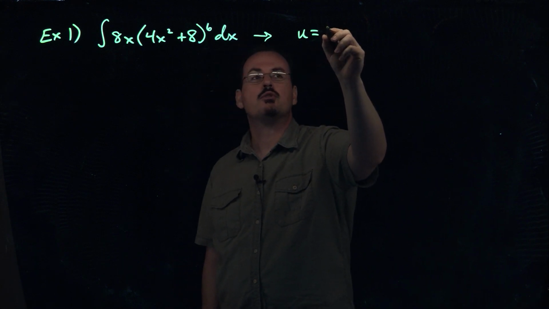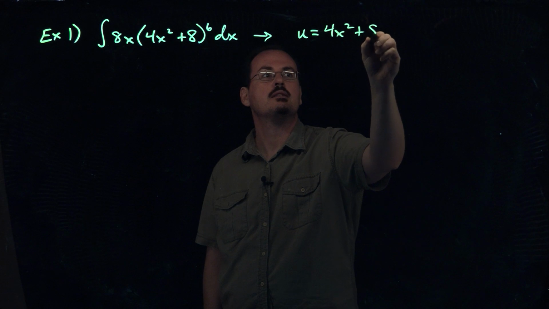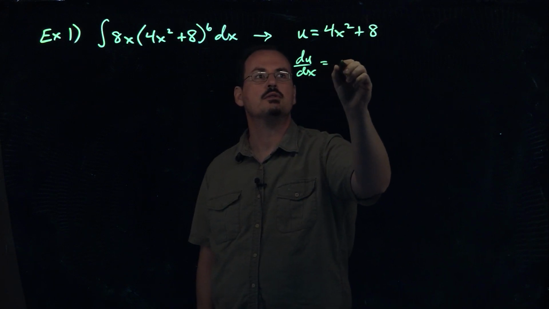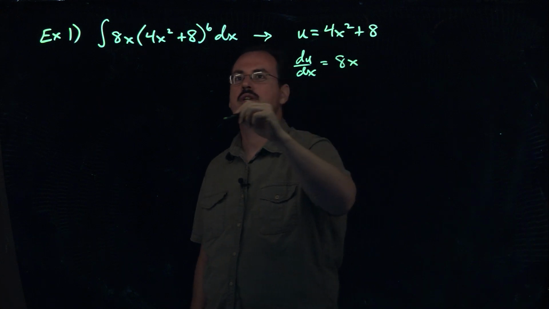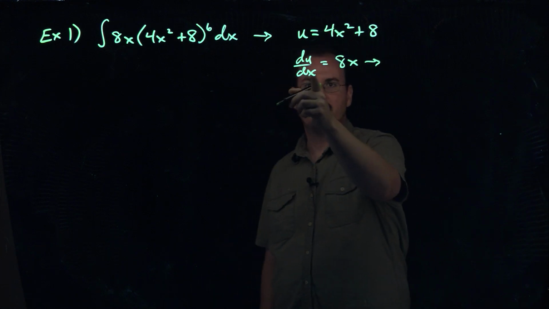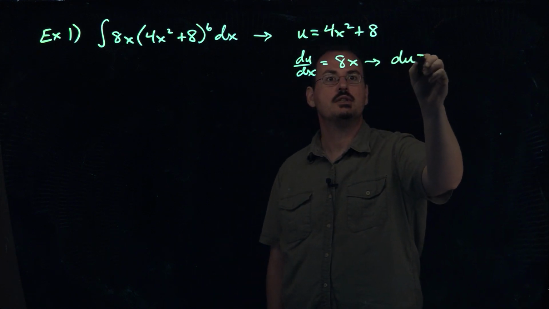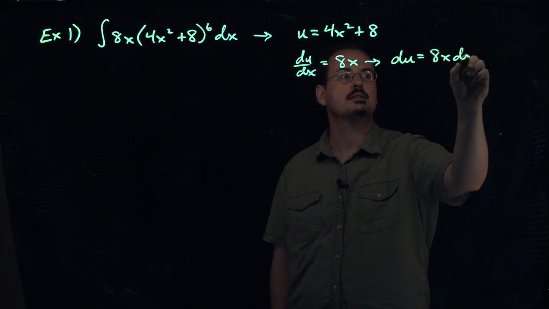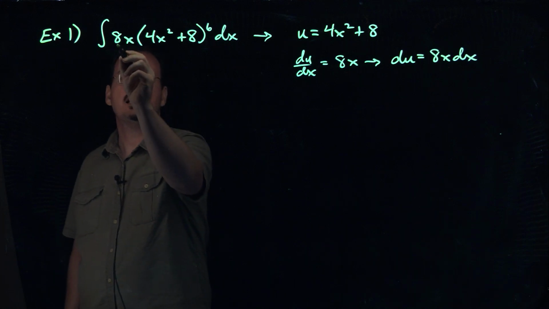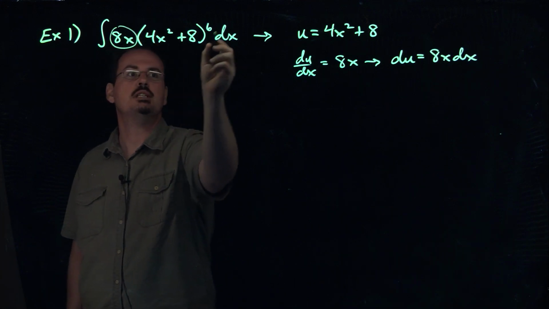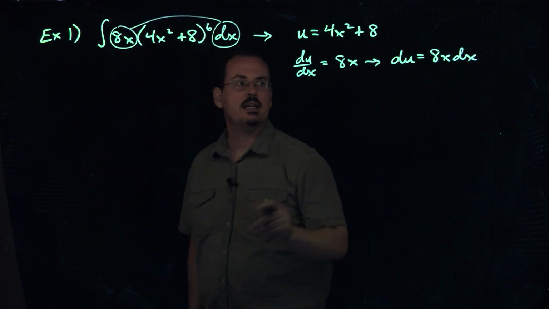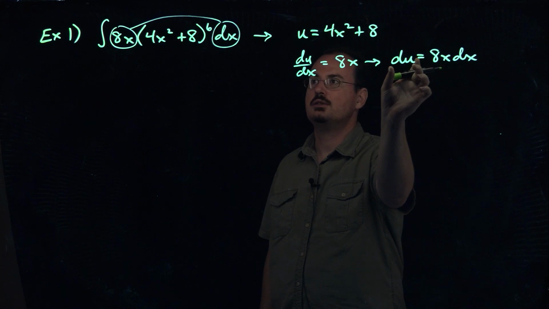So if I let u equal 4x squared plus 8, what we have to notice is that the derivative of that, du dx, is equal to 8x. And then what we can further do is treat this dx as if it's a variable, and so we can get du is equal to 8x dx. Okay, so what that means is that when I see 8x dx, here's the 8x, here's the dx, notice what's going to happen here. What is going to become of that? 8x dx is going to turn into du in our integral.